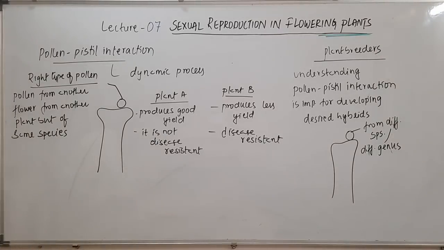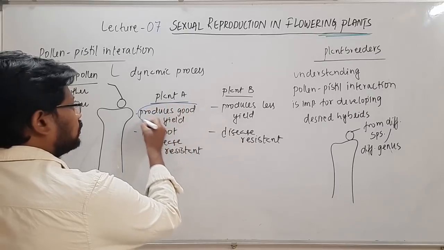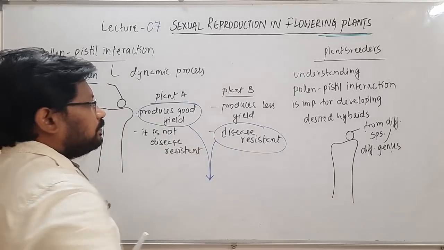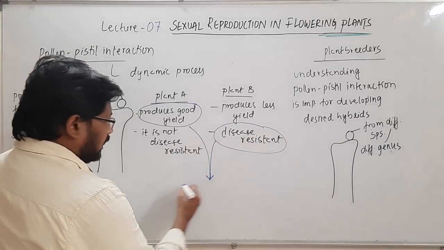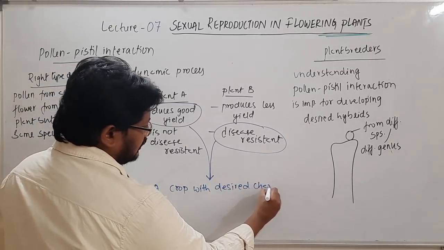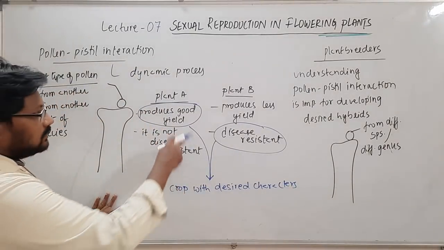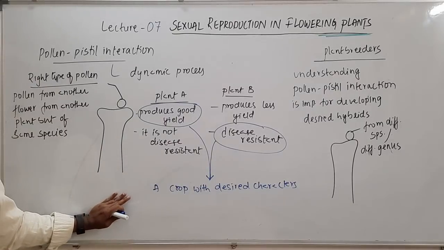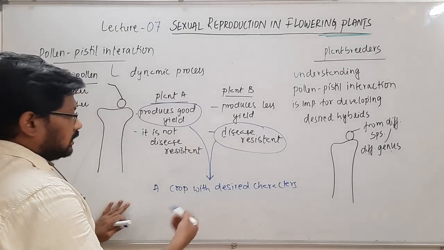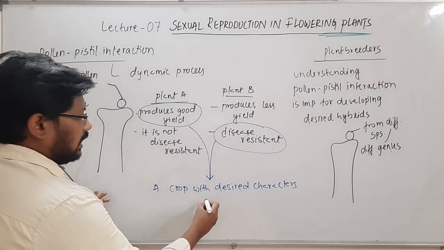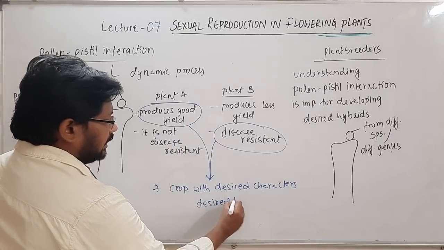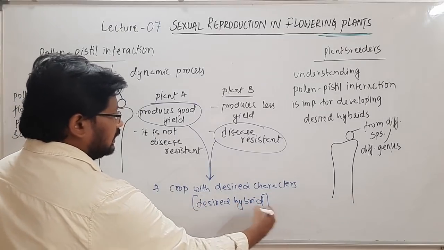So now if I combine these two characters, that is the ability to produce good yield and being disease resistant, then I will be able to get a crop with the desired characters. So what are the desired characters? These two: the ability to give a good yield and be disease resistant. So I say that the plant which has these two desired characters is a desired hybrid.